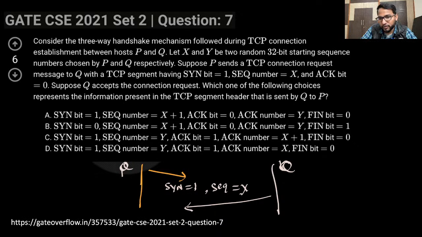Now since you are sending the sequence number X, it will consume the sequence number. So that's why for the ACK, it will say the ACK is X plus 1. SYN always consumes one sequence number, which means it is going to send the ACK as X plus 1. ACK is also 1. SYN is 1 because it is a SYN plus ACK packet. So SYN is 1, ACK 1. So either C or D is the answer, and ACK will be X plus 1. That's what we know. So that's why C is the correct answer, right? So this question is very easy.